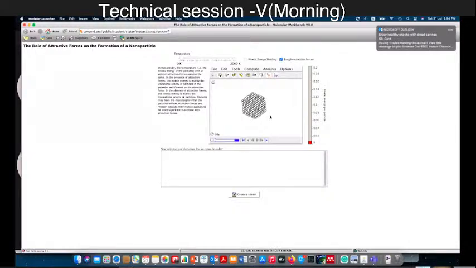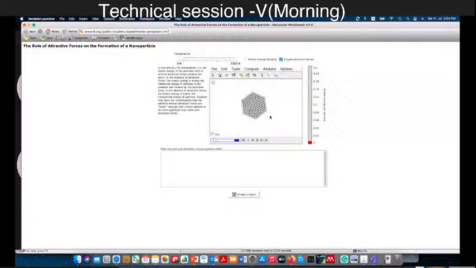Now we are talking about nanoparticles. A nanoparticle is nothing but a cluster of atoms, basically 1 to 10 nanometers. One nanometer equals 10^-9 meter, and one angstrom is 10^-10 meter. So we can get around 10 angstrom here. One nanometer equals 10 angstrom, that is, 10 atoms will be combined together.